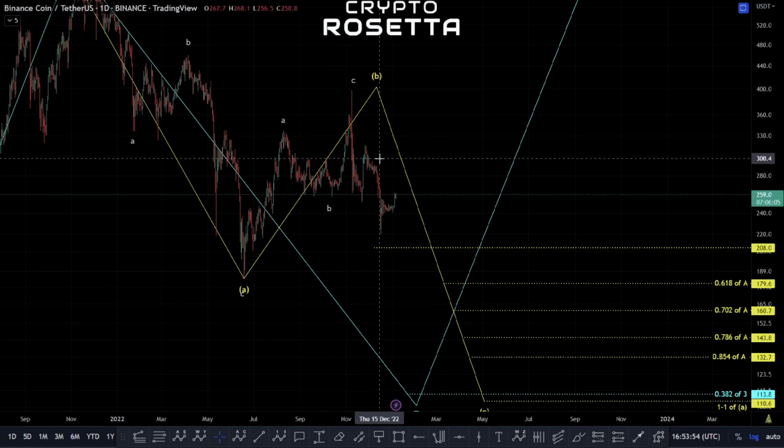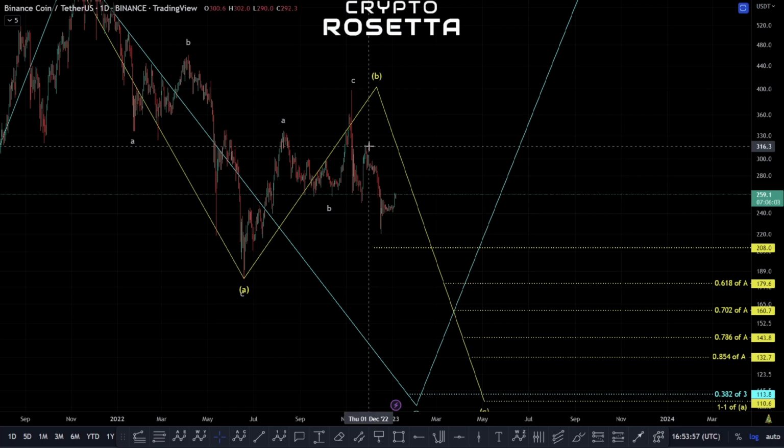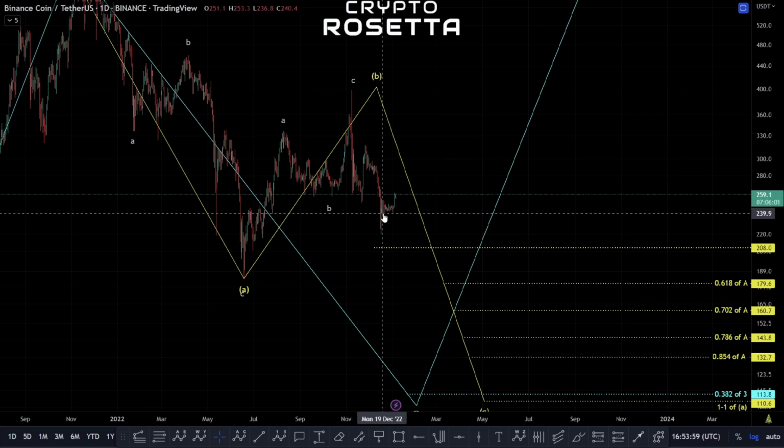We've had a few changes since the last TA, so we've got to talk about some invalidations and things that have happened, and basically where we think we could still be going from here and what these potential structures mean.